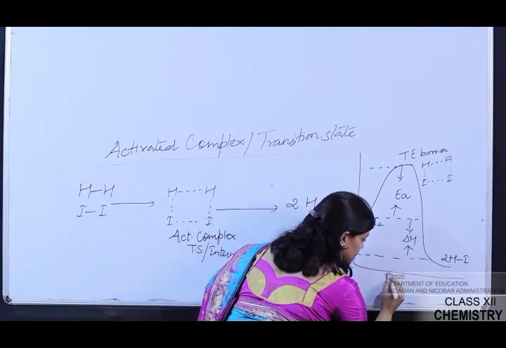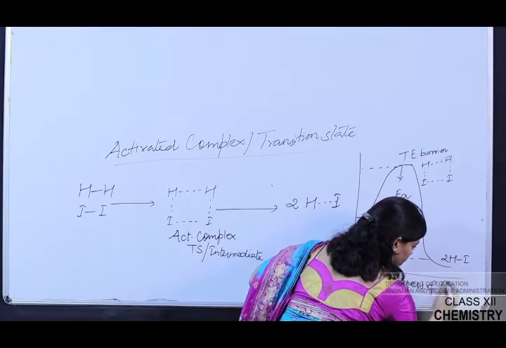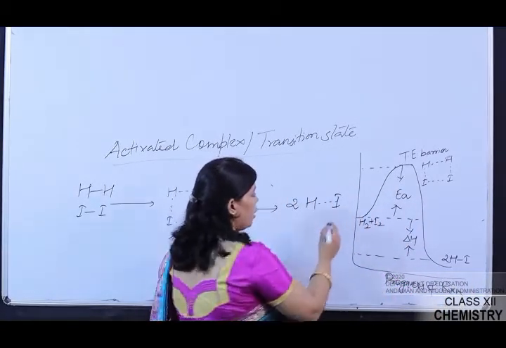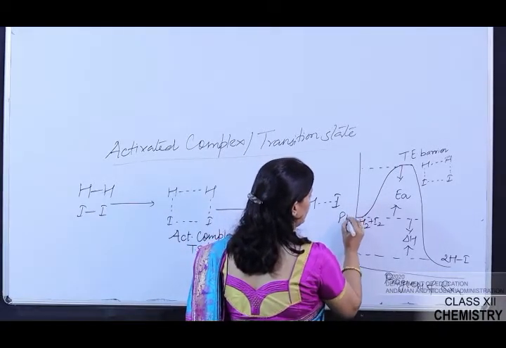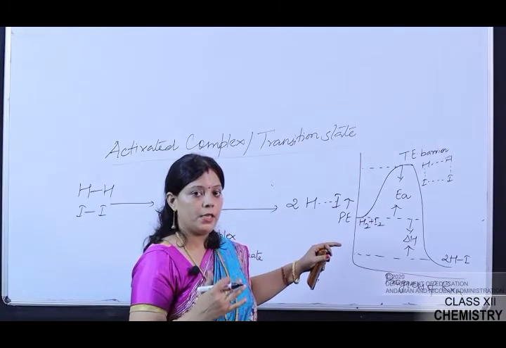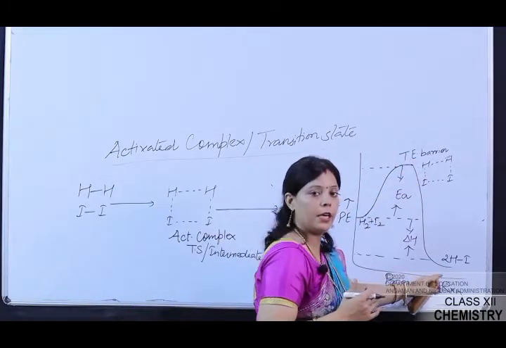On the x-axis, the progress of reaction. Here the reactants are converted into the intermediate, and after that finally into the product. And on the y-axis I am showing the potential energy, meaning the changes existing in the reactants, then the intermediate, and then finally in the product.